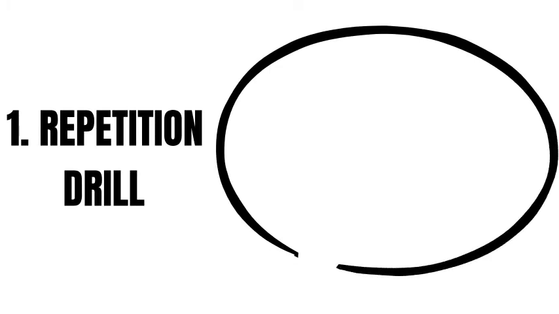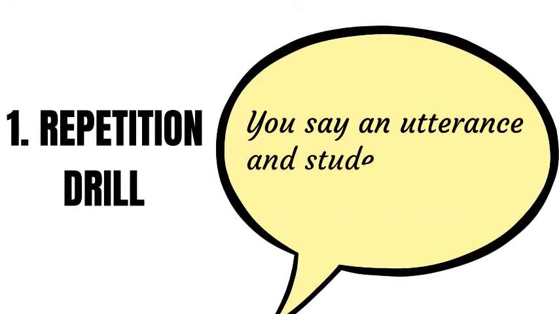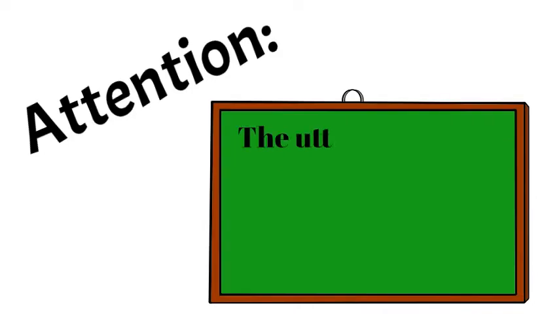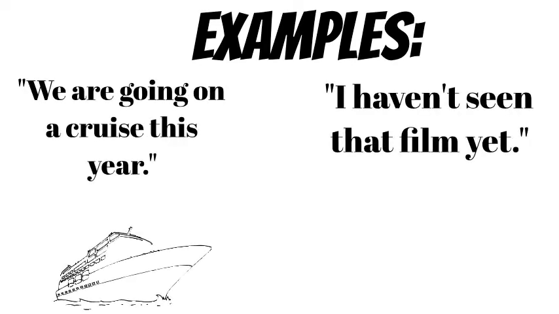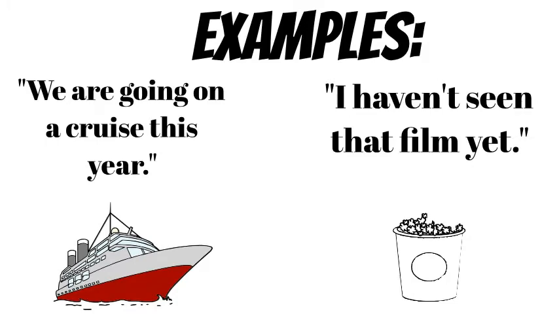Number 1. Repetition drill. Here the student repeats an utterance after the teacher has said it. He's not supposed to see the printed text. The sentence must be brief enough for the student to be able to retain it and repeat it. For example, we are going on a cruise this year. Or, I haven't seen that film yet.